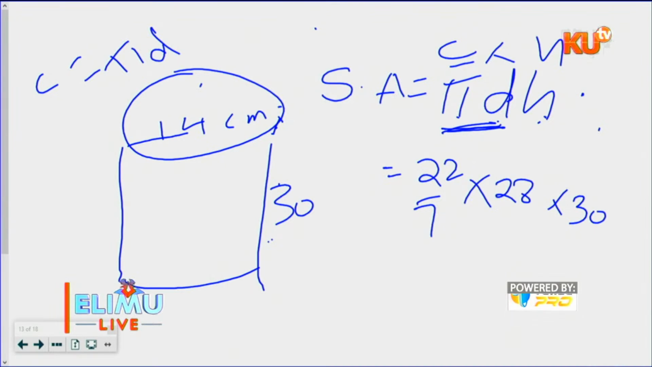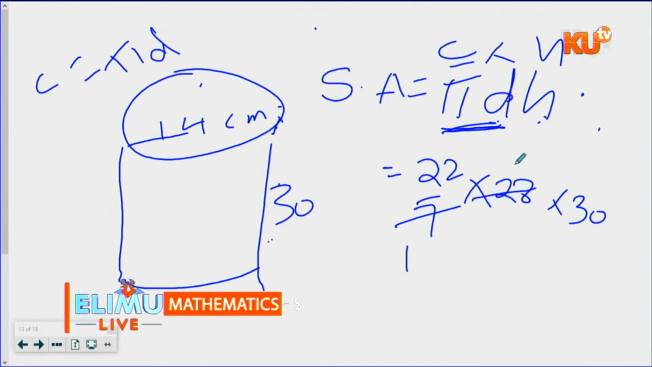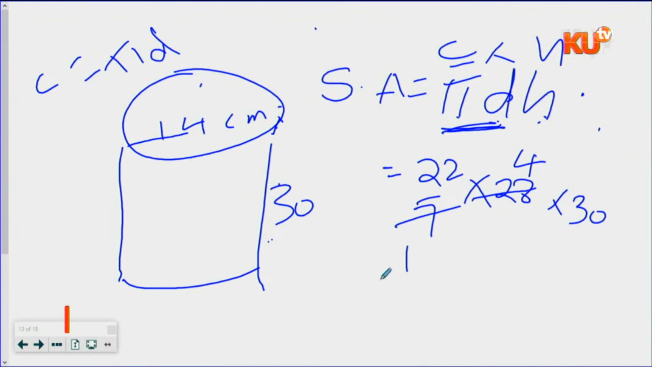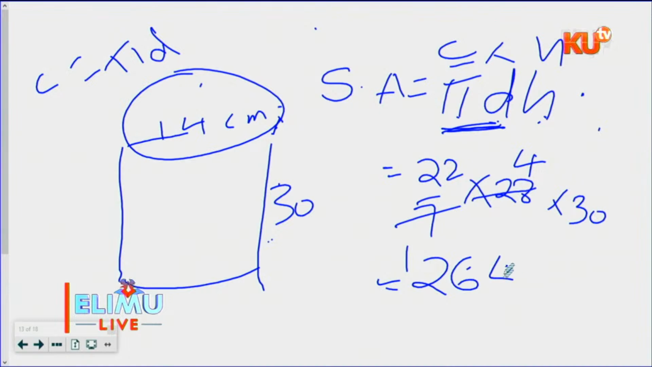So when we simplify by cancellation, 7 into 7 is 1, 7 into 28 is 4. So we'll have 22 times 4 times 30, and this will give us 2,640 square centimeters. I will go over the question again so that we understand better.